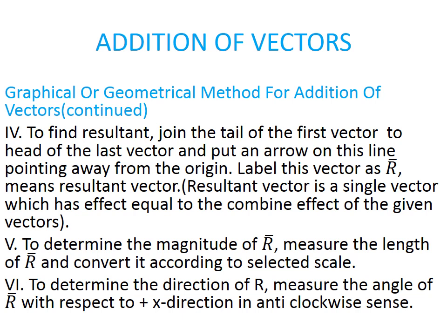Number 5. To determine the magnitude of R bar, measure the length of R and convert it according to the selected scale. Number 6. To determine the direction of R, measure the angle of R with respect to the positive x direction in the anti-clockwise sense.